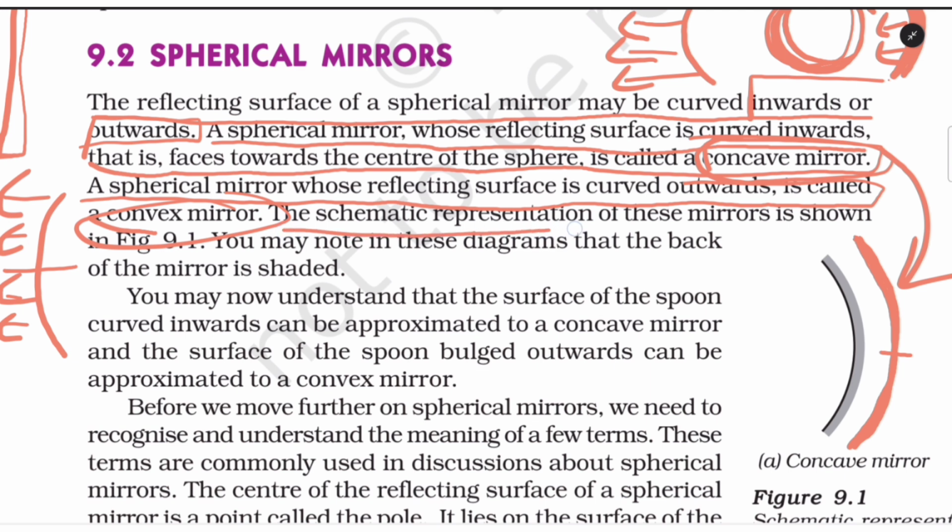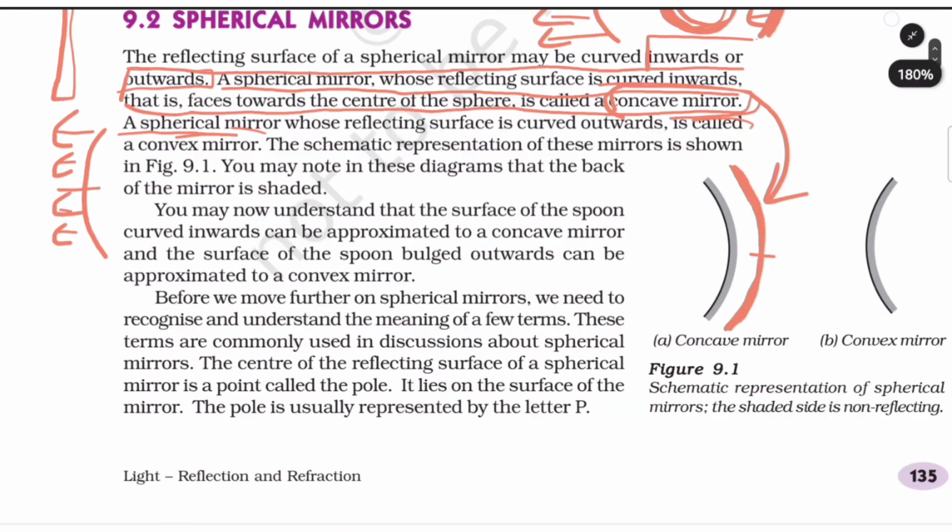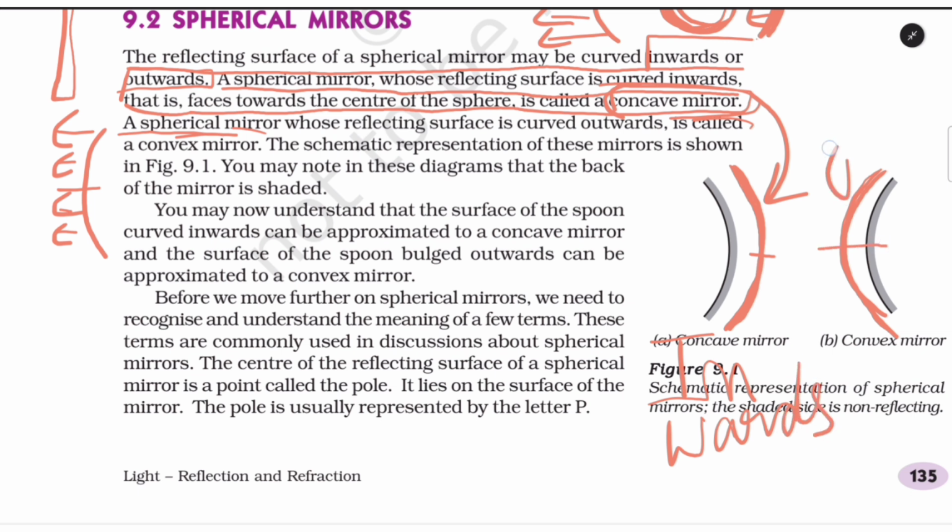The schematic representation of these mirrors is shown in figure 9.1. You may note in these diagrams that the back of the mirror is shaded. Here is the concave mirror and here is the convex mirror. In the concave mirror, you have to see that it is inwards. In the convex mirror, at the middle, it is outwards.